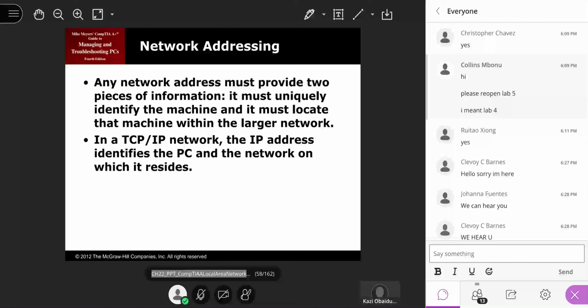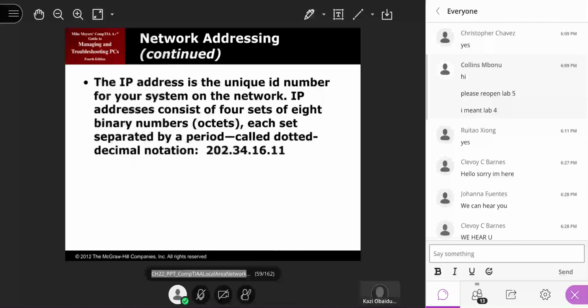Okay, just read this thing about TCP/IP. I discussed about the IP, right? I discussed about the IP, how to create the IP addresses, right?